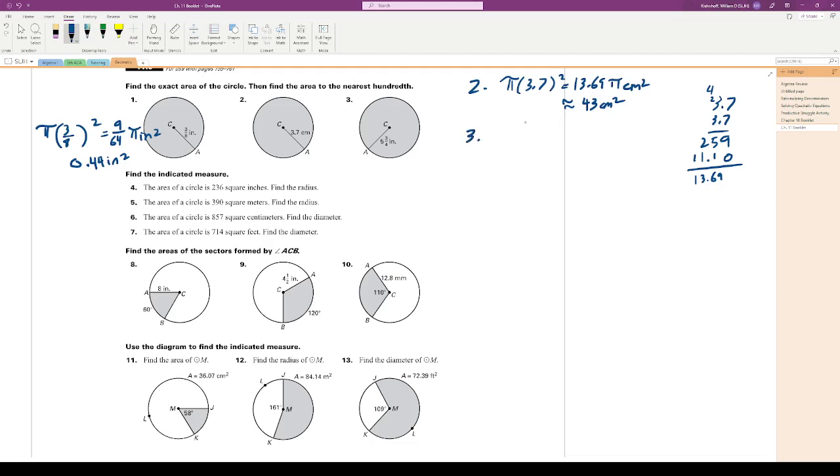Number 3, we have 5 3/4. That's not great. So we have pi times, we're going to change this to all quarters. So 5 in fourths is 20. So we'll make that 23 fourths, which of course doesn't simplify, and we're going to square that. So as a precise answer, we have 23 squared. I don't know what that is either. So that's 529 over 16 pi. And our units are square inches.